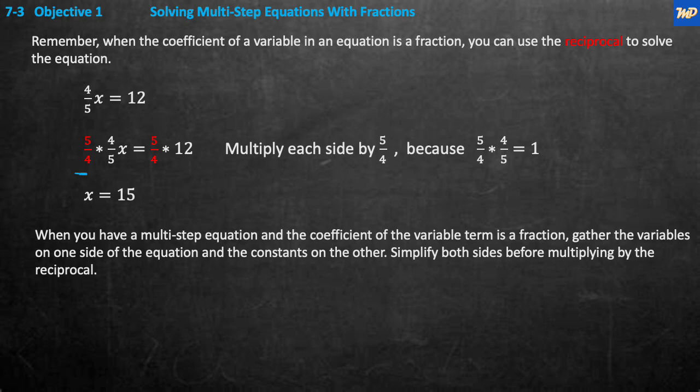So anyways, when you have a multi-step equation and the coefficient of the variable term is a fraction, gather the variables on one side of the equation and the constants on the other side. Simplify both sides before multiplying by the reciprocal.